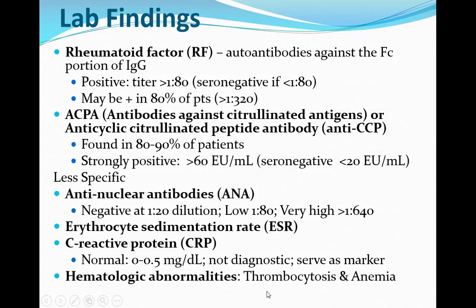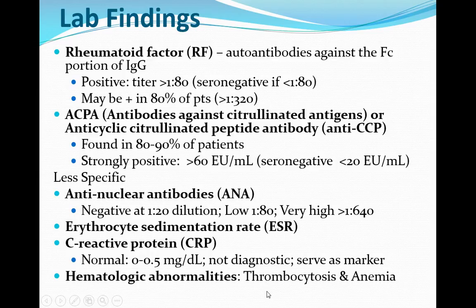So what we're going to do is, we have a patient that presents with the symptoms. We're going to work that patient up. And the first thing will be the appropriate labs. And the labs that are used in RA are listed there. The first one is the rheumatoid factor. Rheumatoid factor actually measures the antibodies against the Fc portion of immunoglobulin.